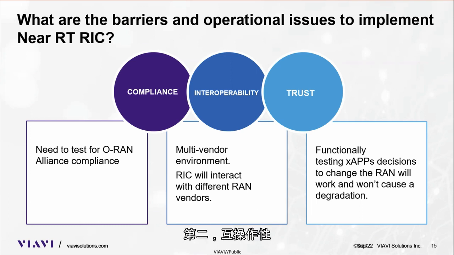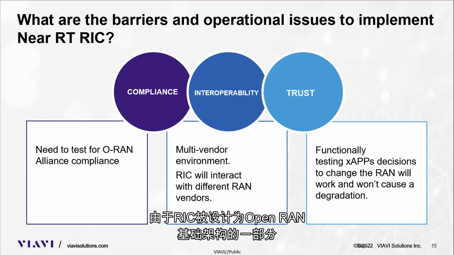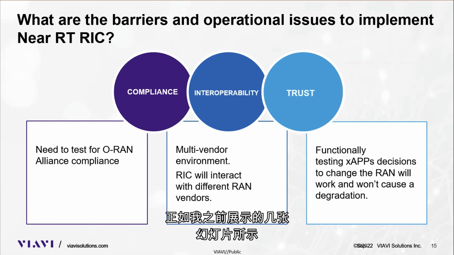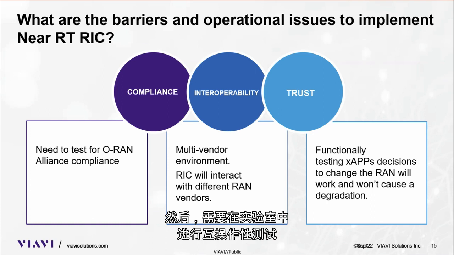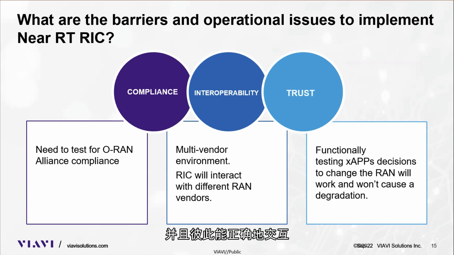Secondly, interoperability. As the RIC is designed to be part of the Open RAN infrastructure, and as I showed a couple of slides back, it will interact with many different components from potentially many different vendors, interoperability testing needs to be done in the lab to ensure everyone is singing from the same spec hymn sheet and each can interact correctly. And then, very importantly, is trust.